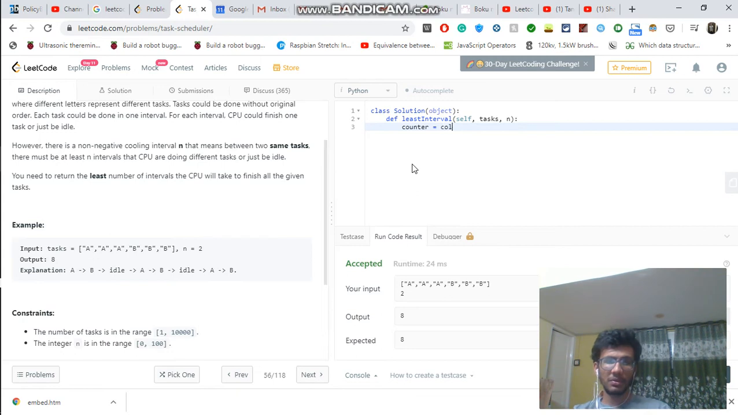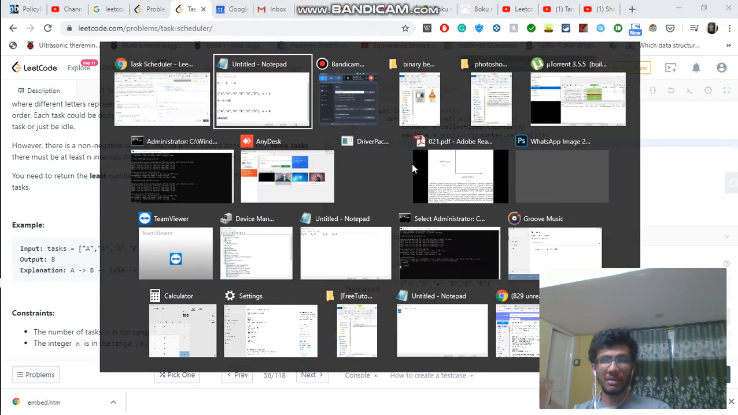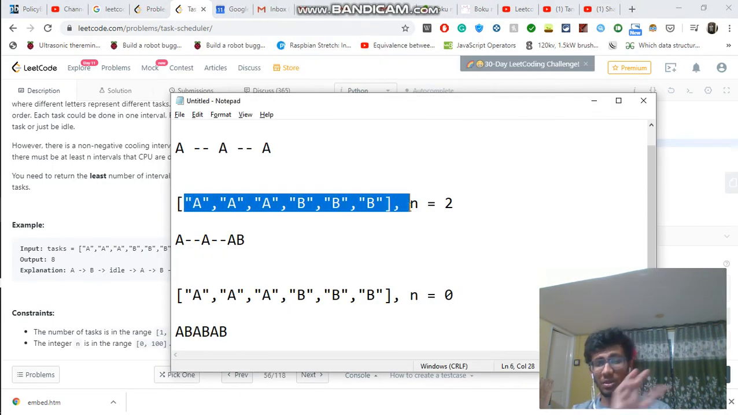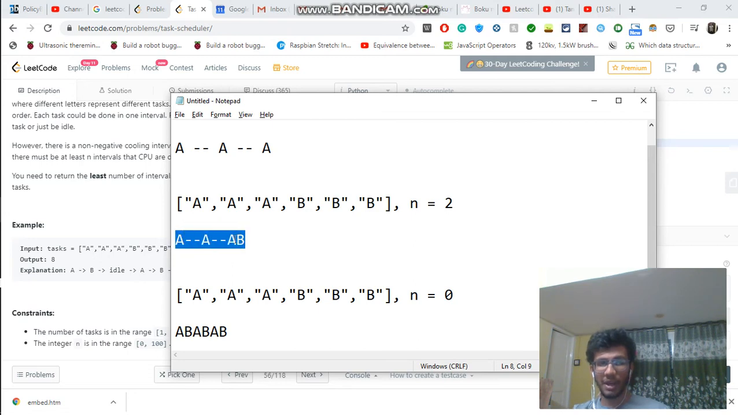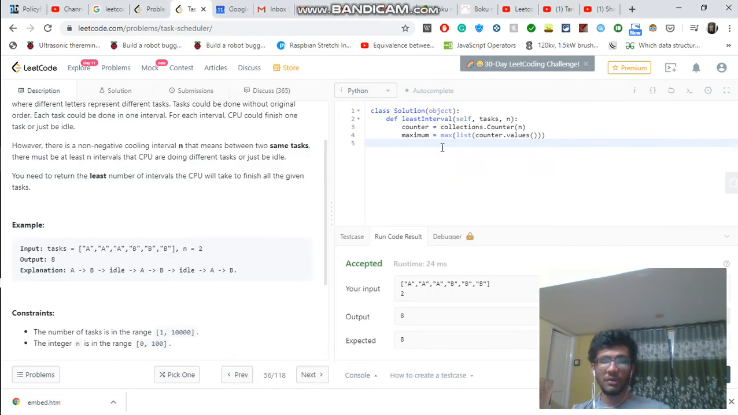Counter is equal to collections.Counter, and we need to figure out whichever element is occurring the highest number of times. So max of list of counter.values. We also have to figure out how many variables are occurring the highest number of times, because in this scenario there were two maximums. A was occurring thrice and B was also occurring thrice. We would have to know that, because while setting the formula for this question we have to add the number of such elements. So we also have to figure out how many maximums there are.